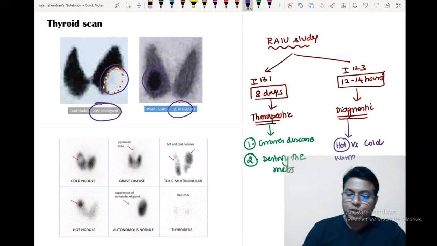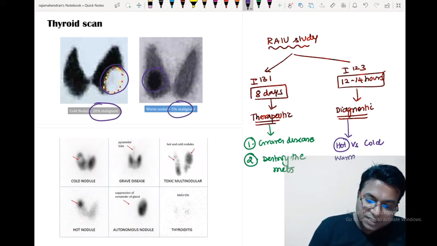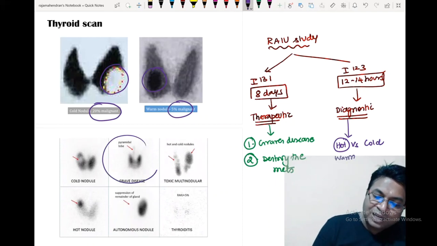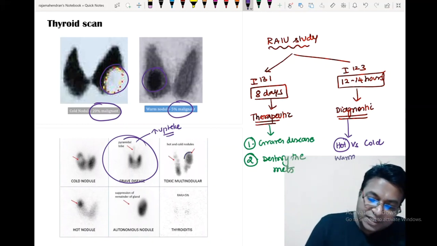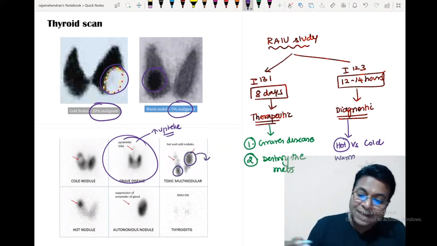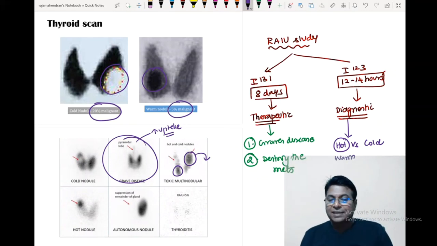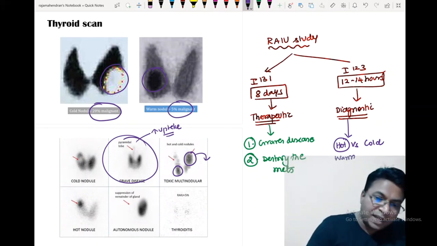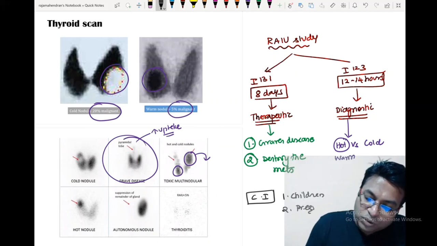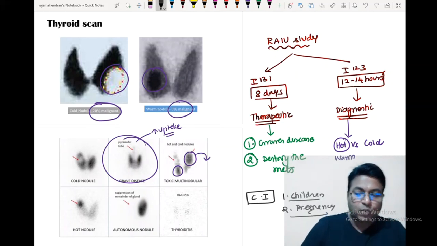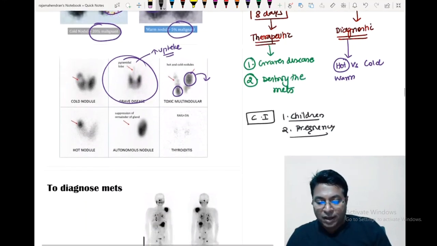It also helps to diagnose Graves' disease. You can see this is Graves' disease, which has increased uptake. In nodular goiters, you can see the nodules, which are all hot nodules due to increased uptake. So it is used for diagnostic and therapeutic purposes. Radioactive iodine uptake study is an expected MCQ for your exam. It is contraindicated in children and pregnancy. It should not be used in children and it should not be used in pregnancy. Please don't forget this MCQ. So radioactive iodine uptake study is essential for the exam.